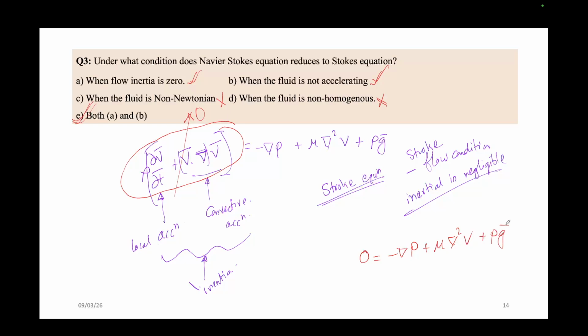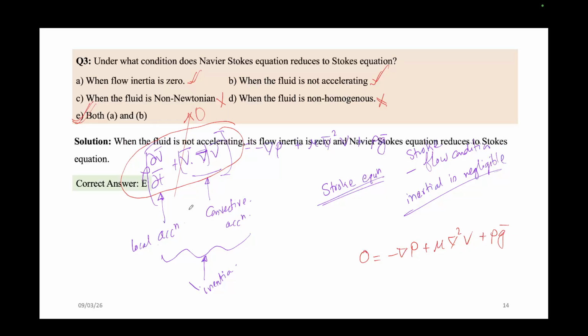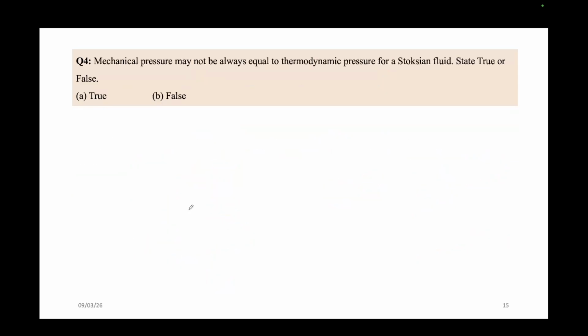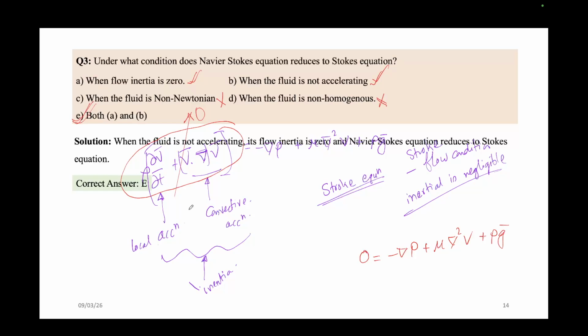So please, Ayush, remember this format of the Navier-Stokes equation. It is quite necessary. If you remember this, the majority of the problems will be easy for you to solve, right? So option E is the correct answer. So you can easily answer this.